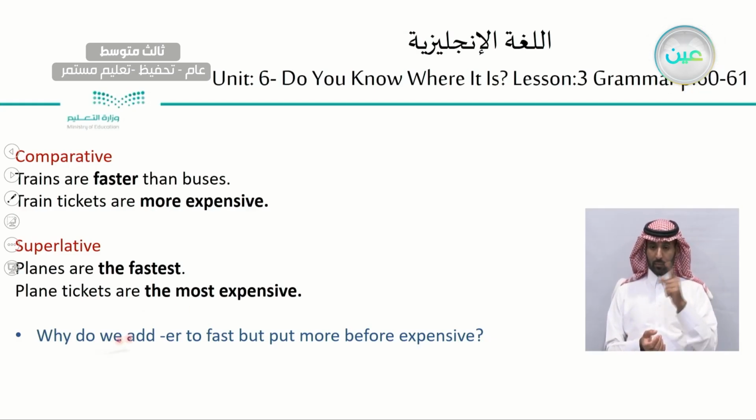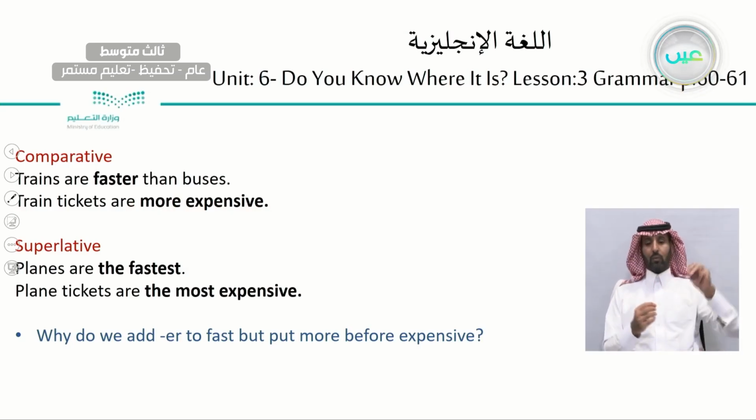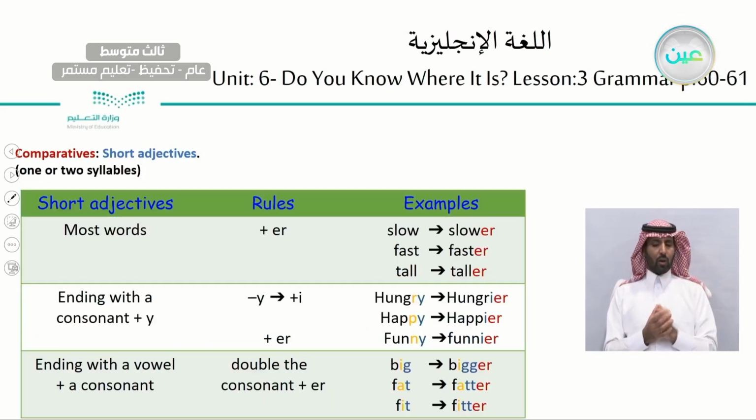Another question: why do we add er to faster? Here we added er. And we added more with expensive. Here we have faster and expensive. We didn't say expensiver. We said more expensive. Why? The reason is sometimes we have short adjectives and long adjectives. With the short adjectives, one or two syllables, okay?